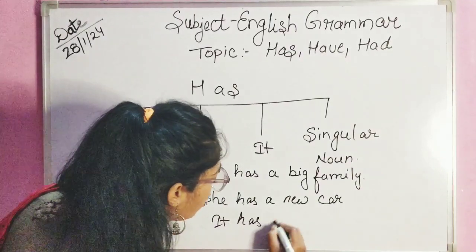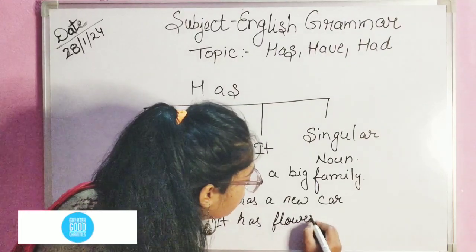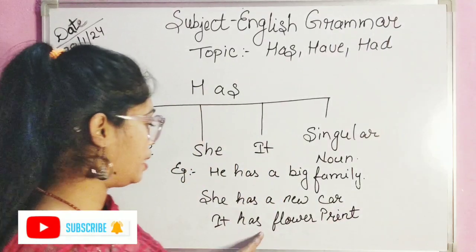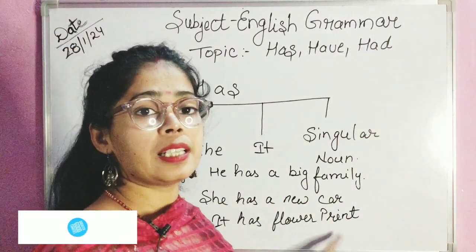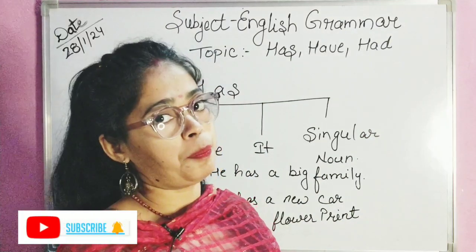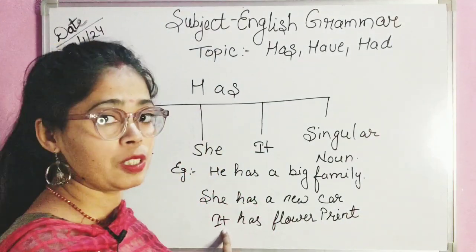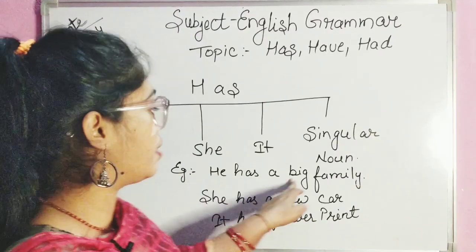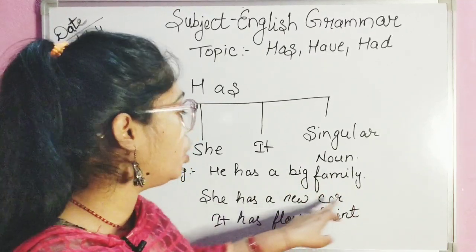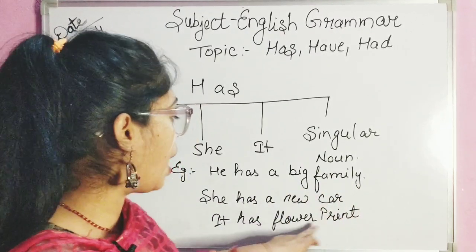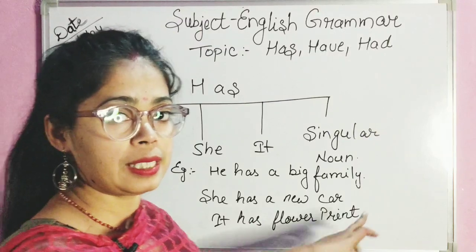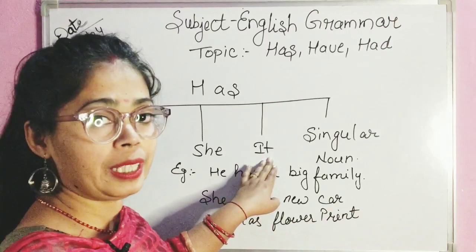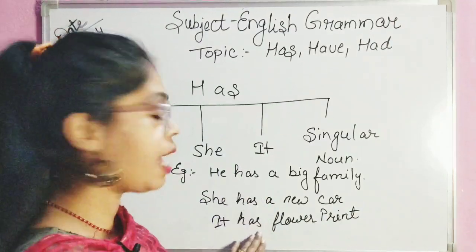It has a flower print. You can see a print on a frock, it may be a flower print. It is always used with any object. So here: he has a big family. She has a new car. It has a flower print. Okay, is it clear? He, she, it. With these sentences we always use has.